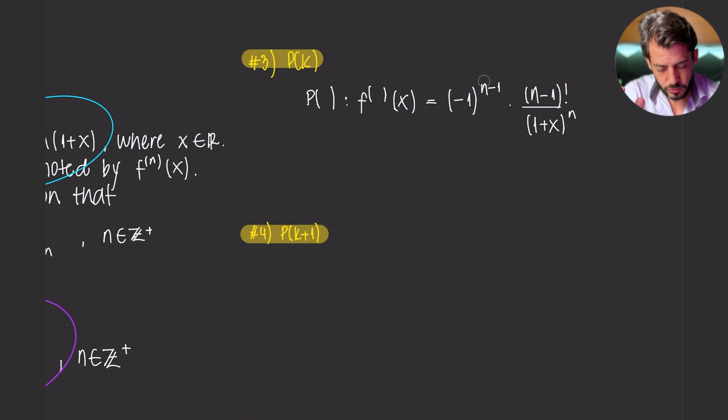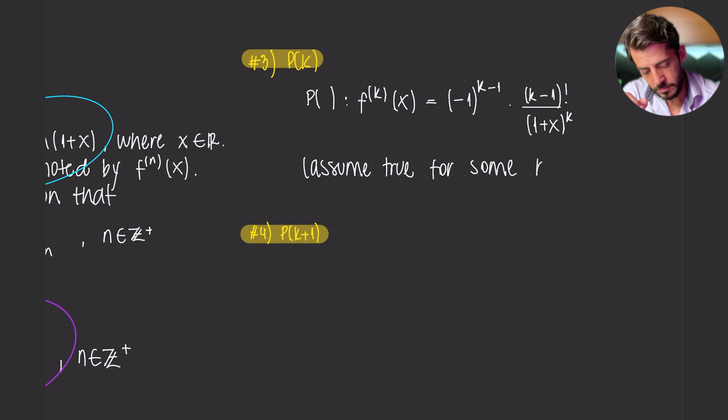Now, getting to our P(k), which is the inductive hypothesis. This is pretty much rewriting P(n), but substituting n by k, just like any regular induction proof exercise. We are going to assume that the following statement is true for some positive integer k. And there we have it. This is our P(k).